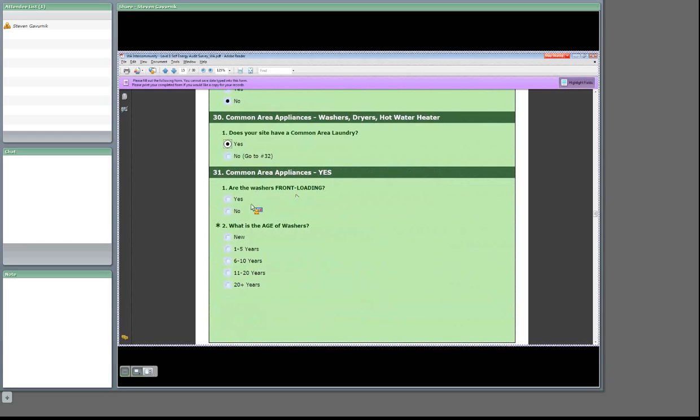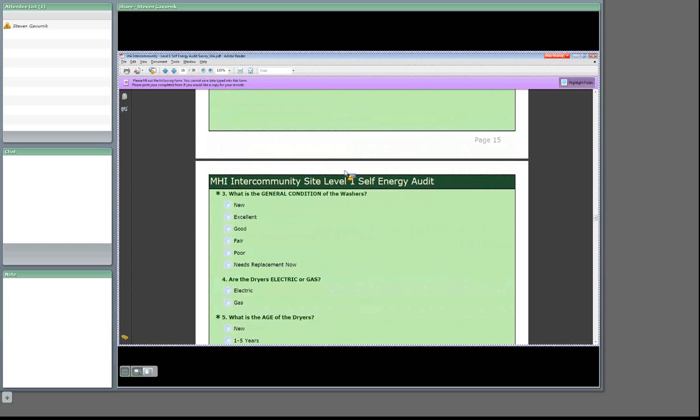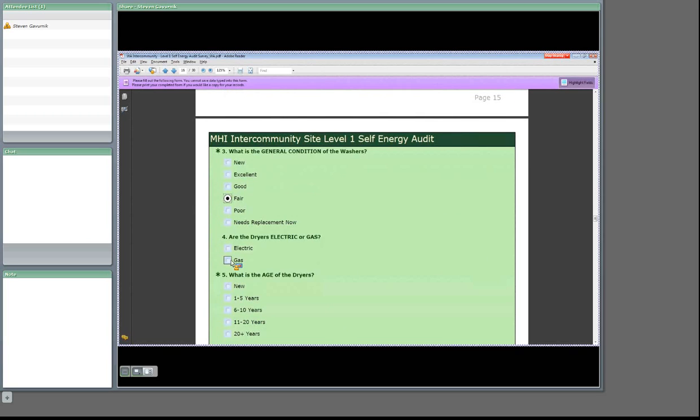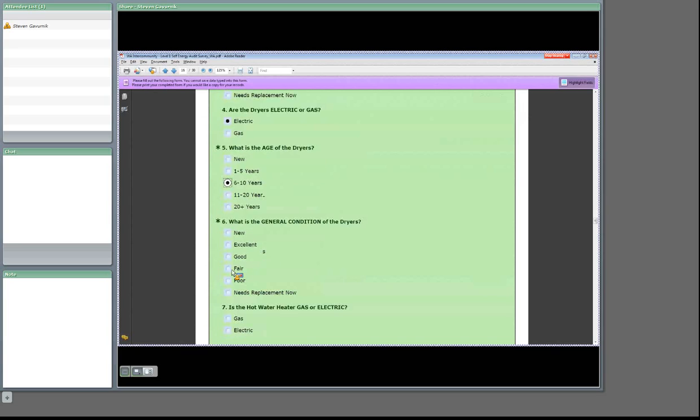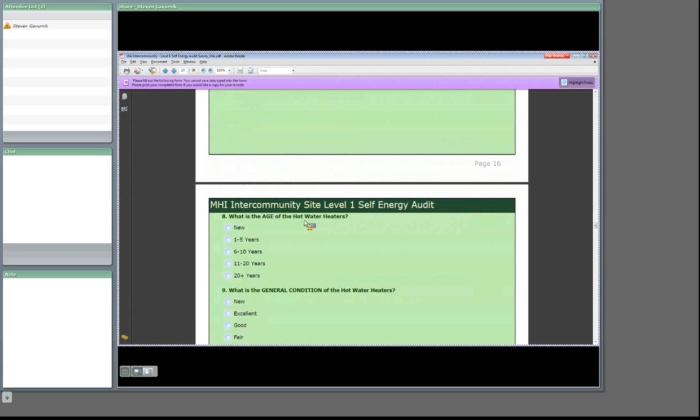In the event you do answer yes, you'd indicate whether the washers are front loading and the general age of those washers. Then they want to know the general condition of those washers and whether or not they're electric or gas. Now for the dryers in that common area laundry, they want to know the general age and the general condition of those dryers and whether they're electric or gas.